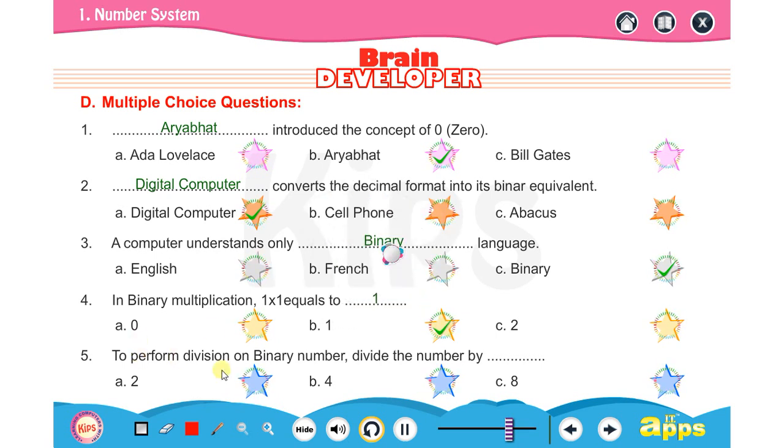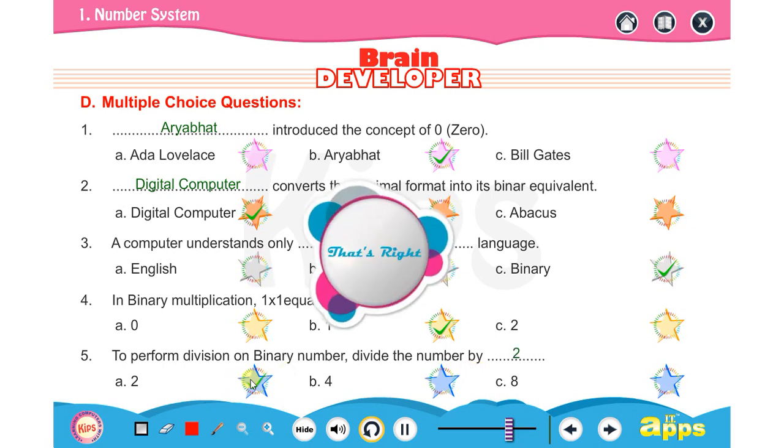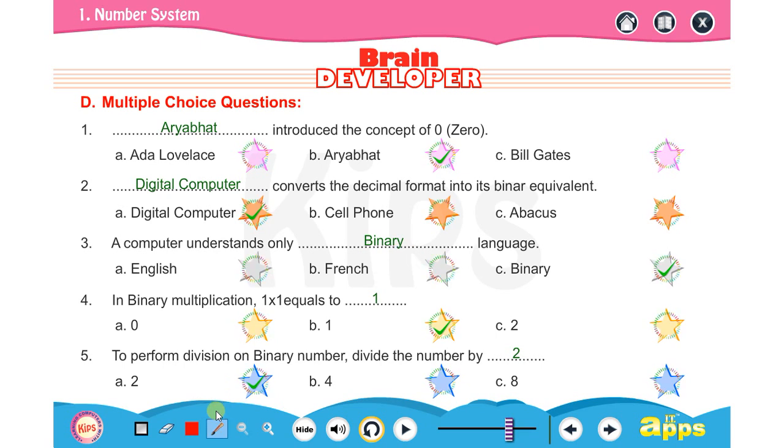Fifth, to perform division on binary number, divide the number by 2. But actually, if you think about this question, this question is wrong. Fifth question is wrong, because if we perform binary division, we do not divide by 2. We divide by the binary numbers only, that is 1, 1 or 0, 0. So this question is wrong. Here should be written that to convert into binary number, divide the given number by 2. Then it is correct question. But this question is wrong. Remember this.